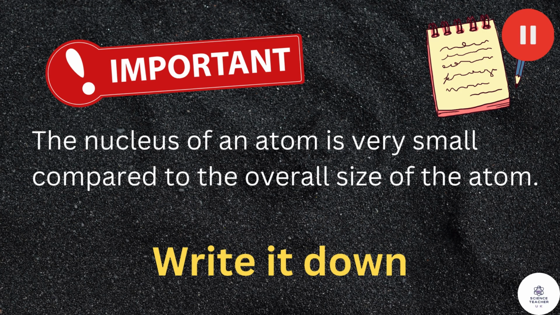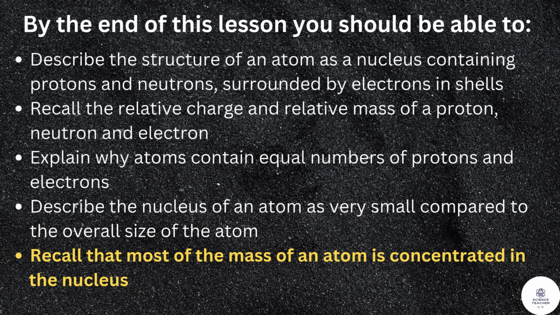The nucleus of an atom is very small compared to the overall size of the atom. You need to write that down, but just think of one atom blown up to the size of a football pitch. The nucleus is the equivalent of just the ball at the centre of the pitch, with the electrons going around the edge of the pitch, and everything else in between is empty space. And that leads us on nicely to the very last bullet point.